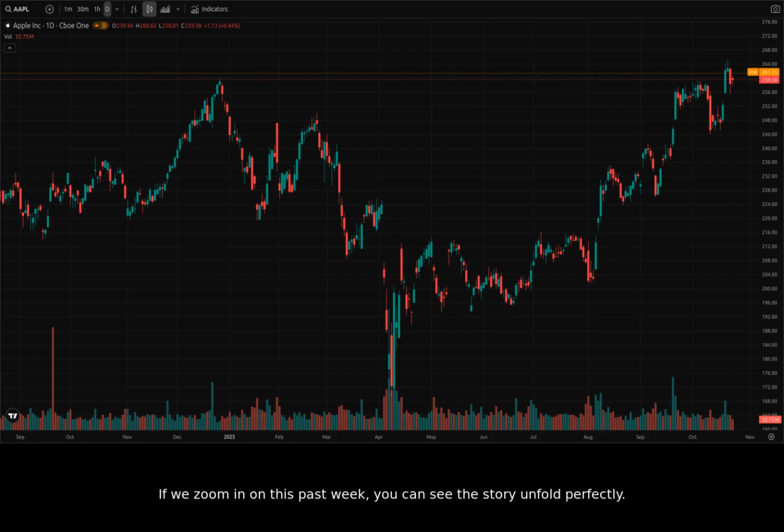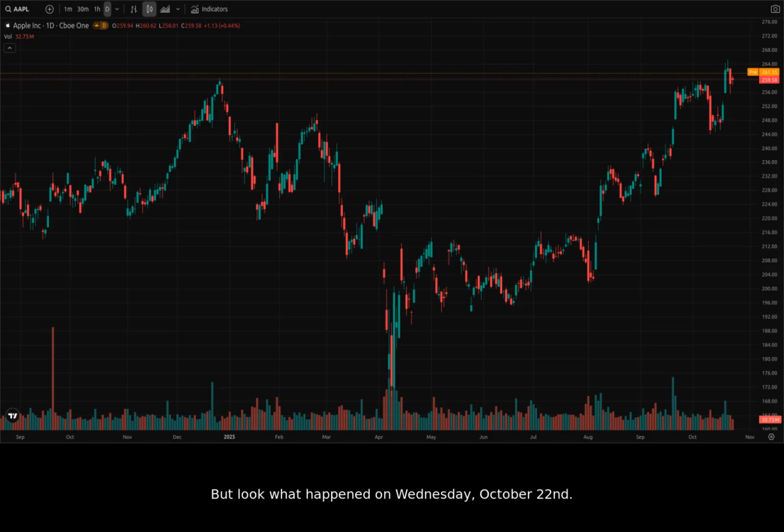If we zoom in on this past week, you can see the story unfold perfectly. On Monday, October 20th, we had this massive bullish candle, pushing the price up over 2%. That momentum continued into Tuesday, where the stock printed its new all-time high of $265.29. This is the rally that was directly correlated with the positive iPhone 17 sales data and the analyst upgrade.